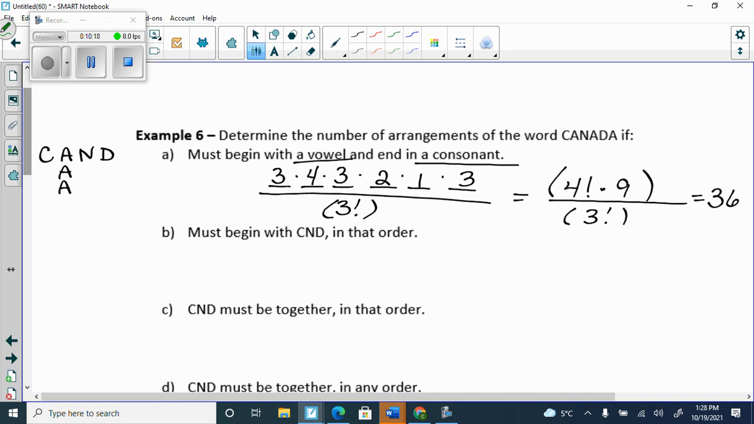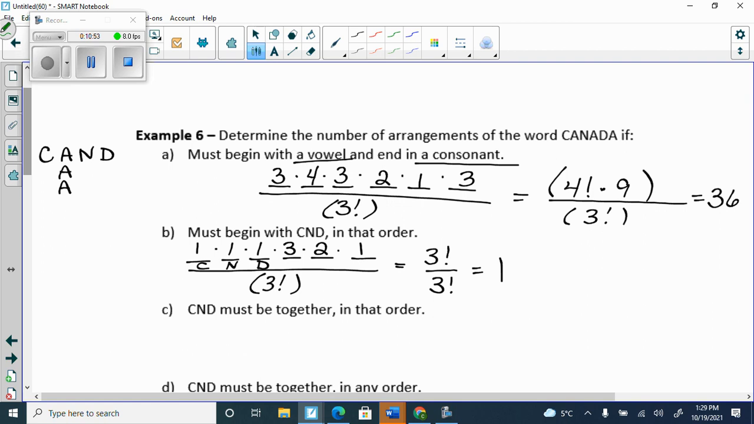Now, here it says, must begin with C and D in that order. So I immediately go, boom, 3 factorial. 1, 2, 3, 4, 5, 6. It says it has to begin with C and D in that order. So what options do I have for the first blanks? 1 for the first one because it has to be a C. Second one? D? 1. How many letters do I have left? 3, 2, 1. So I would actually get 3 factorial divided by 3 factorial, which is 1.